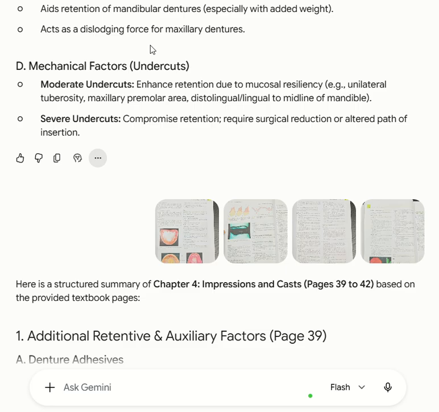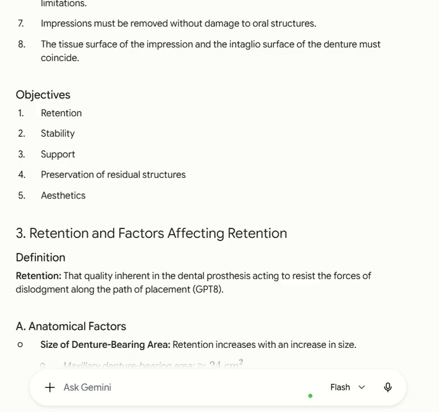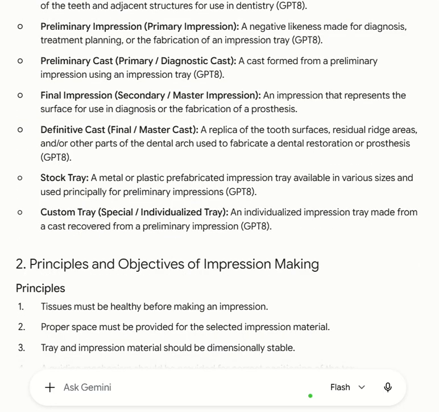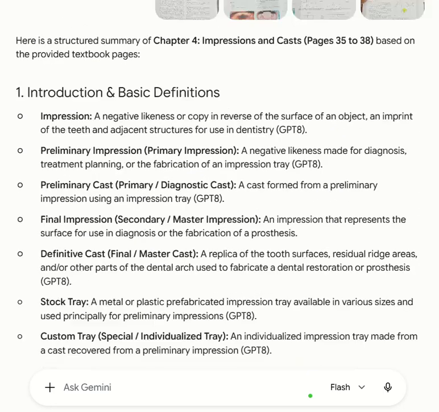Here is a structured summary of Chapter 4, Impressions and Casts, pages 35 to 38, based on the provided textbook pages. 1. Introduction and Basic Definitions. Impression: a negative likeness or copy in reverse of the surface of an object, an imprint of the teeth and adjacent structures for use in dentistry, GPT-8.